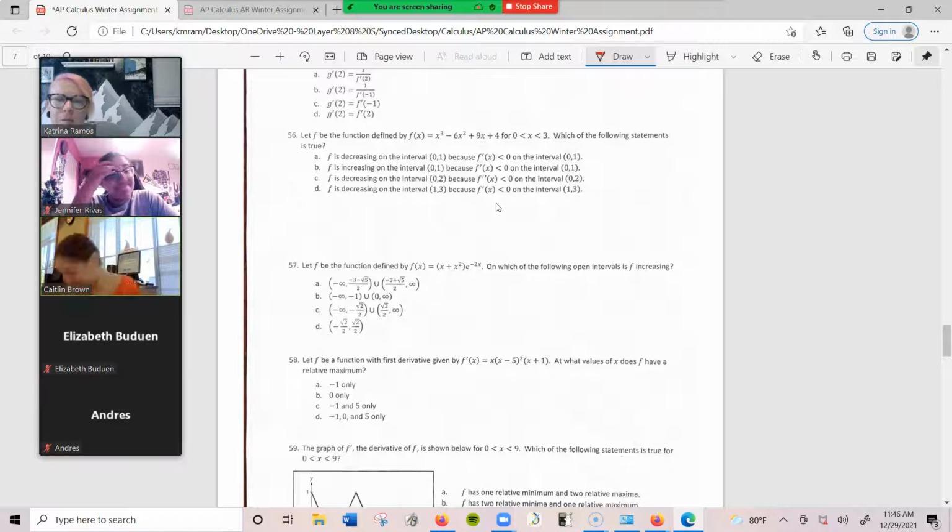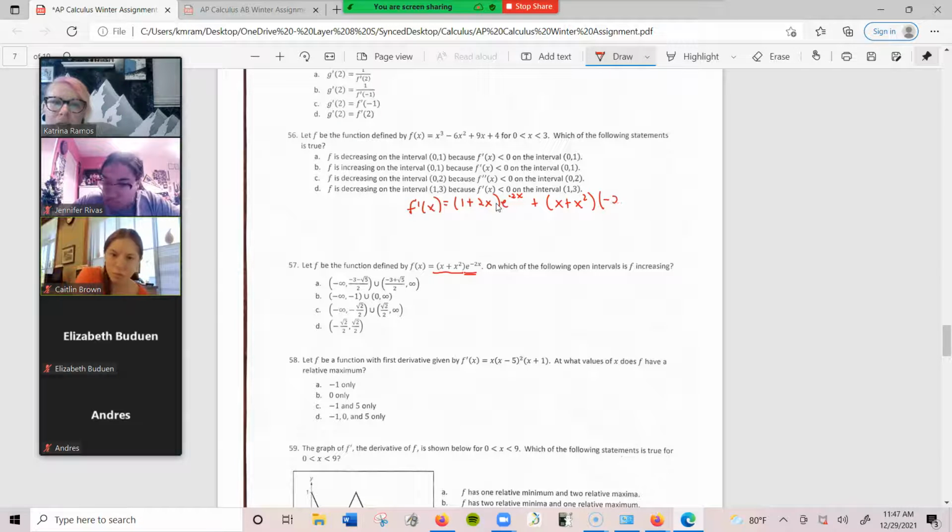All right, so you would have to use the product rule here in order to get the derivative, because if you want to know where it's increasing, you need those critical numbers. So it's this times this. So we're going to do the product rule. I'm going to start up here so I have space. The derivative of x plus x squared would be 1 plus 2x, times e to the negative 2x, plus, now it's x plus x squared, times the derivative of e to the negative 2x, which would be negative 2e to the negative 2x.